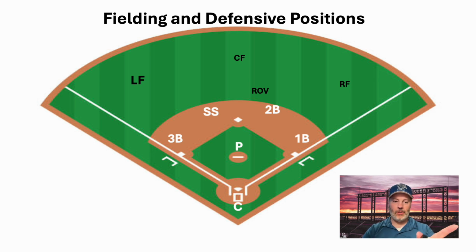Going out to the outfield, LF stands for left field. And then we have center field, then right field. Over between first and second base, in our age division, because we have 10 players on the field, we have the rover position. So that's what the ROV is.